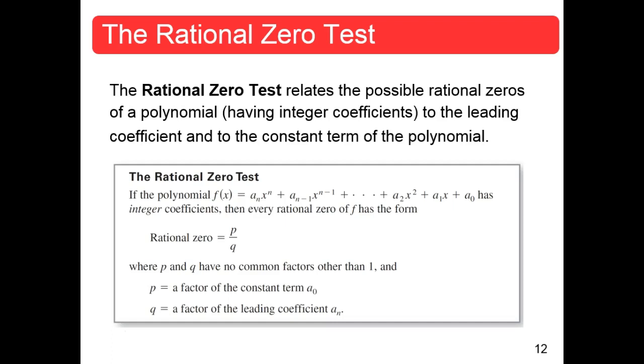So they have no common factors other than 1, and the p's here are a factor of the constant term a sub 0. Okay? Constant term a sub 0. And q is a factor of the leading coefficient a sub n. Okay? We have just narrowed it down big time. Still may have a lot, but you have narrowed it down greatly. Okay? Now this is a lot of blah, blah, blah so far.